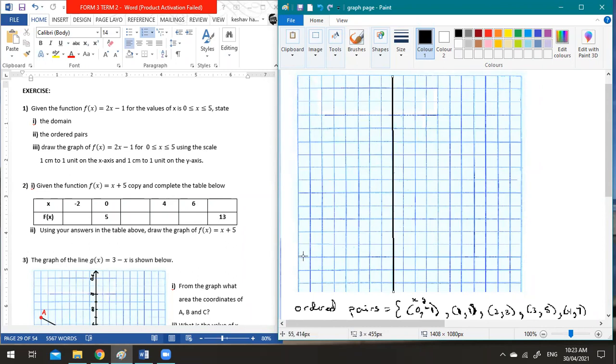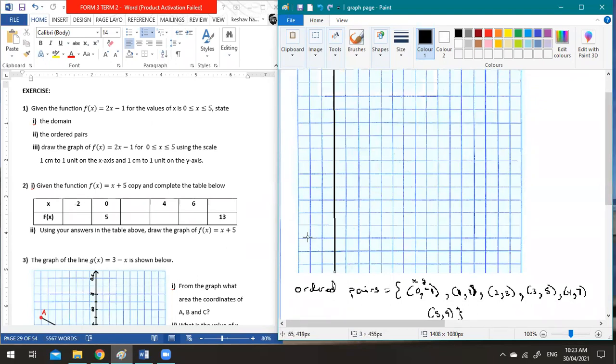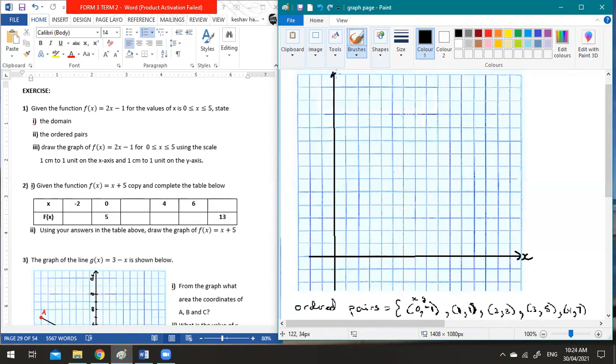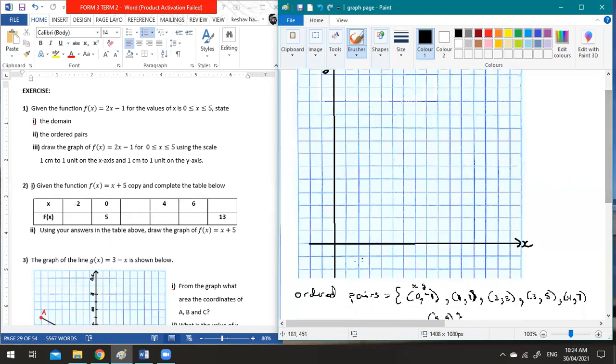We have no negative x value, so I don't need to draw that line there. I can put that line right here. And we have just one negative value in the x. So this will be x. This will be y. The scale to use here is 1 centimeter to 1, so you're counting in ones. Here we have 0, 1, 2, 3, 4, 5, 6, right?